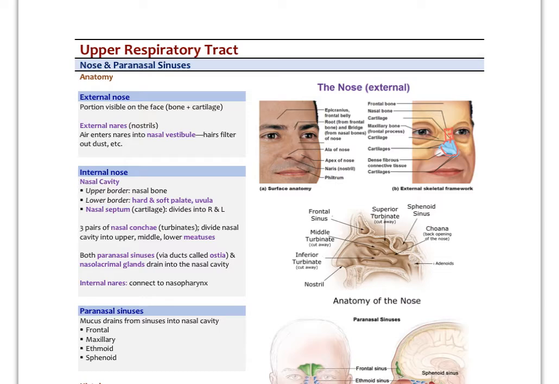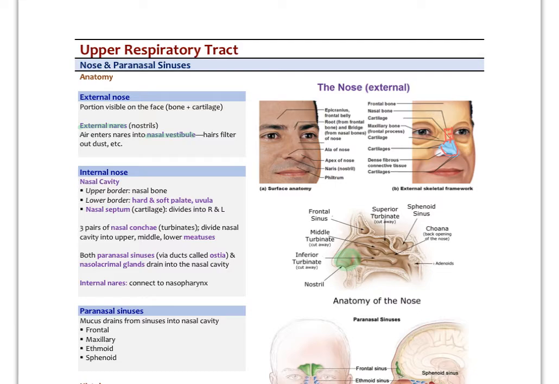The nostrils are called the external nares. Use my marker here. The external nares are nostrils, and then air enters into the first part of the nose here called the nasal vestibule. And there are hairs there, and that filters out dust and particles and whatnot. So this is the vestibule right down here.